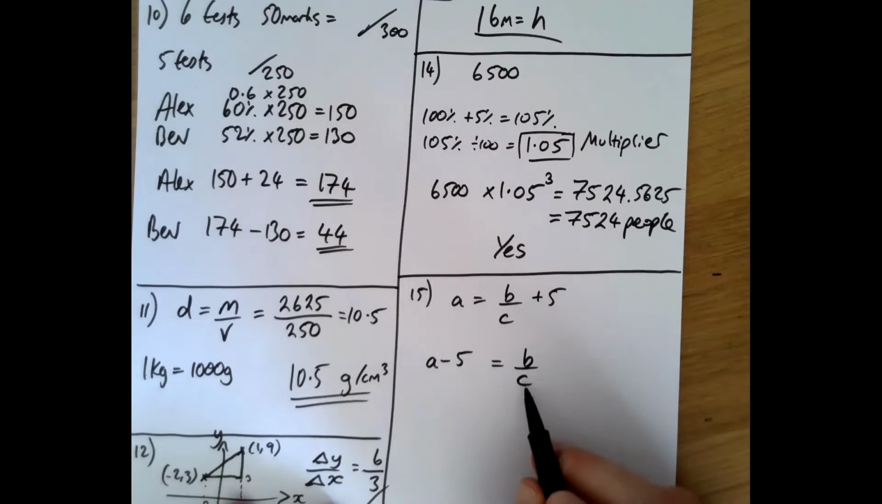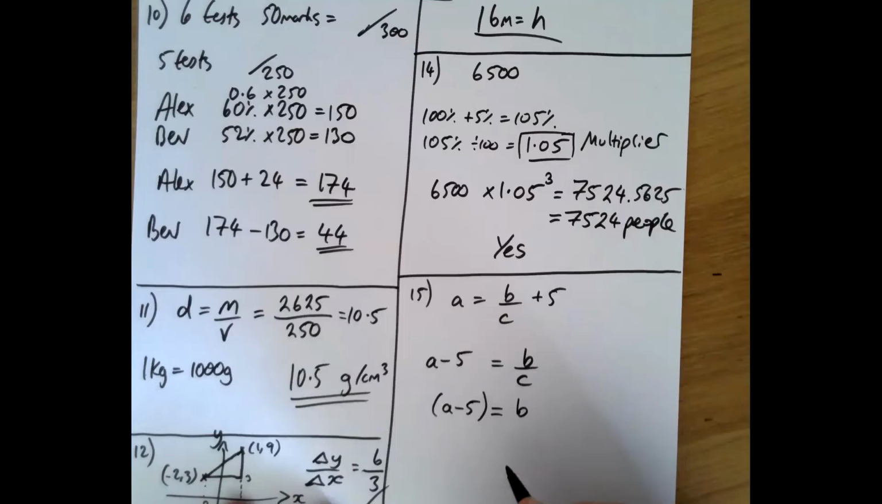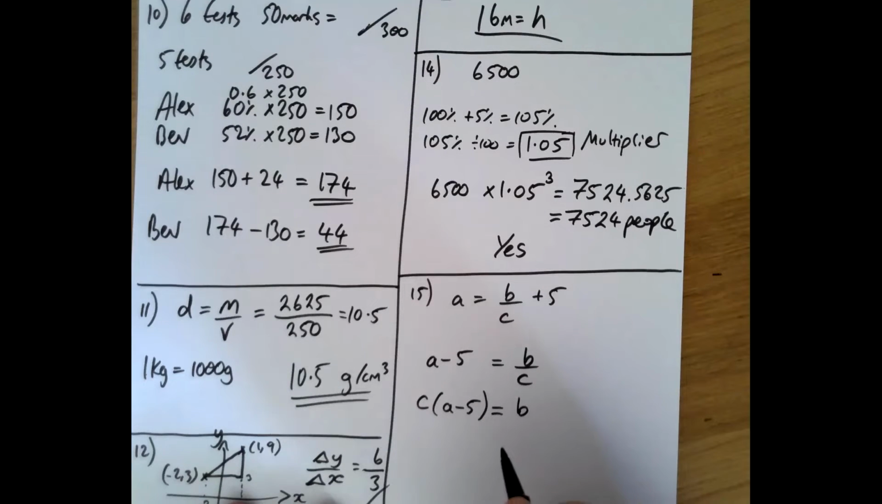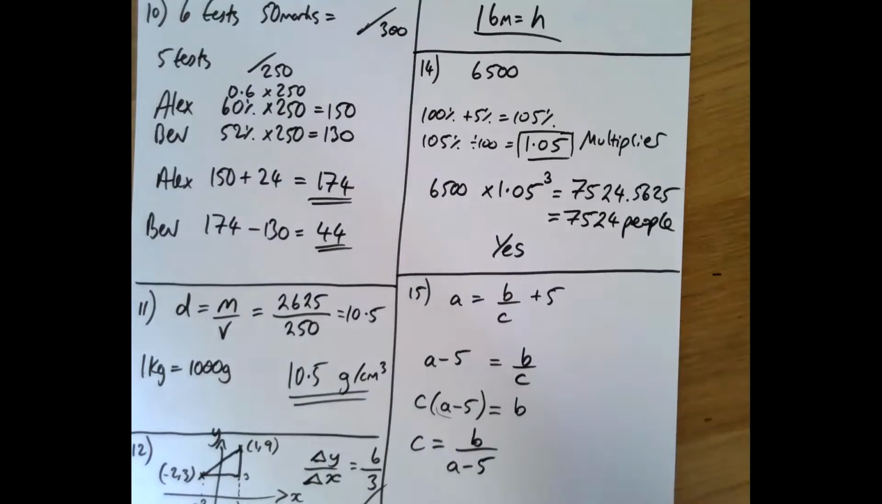Multiply by the denominator. If you multiply by the denominator, on the right hand side you're just going to be left with the numerator. But I'm multiplying all of A minus 5 by C, so that A minus 5 needs to be in brackets. And because I just want C to be the subject, I want C equals, I'm just going to divide by this whole bracket, so I get B over A minus 5, and hopefully that is the answer.